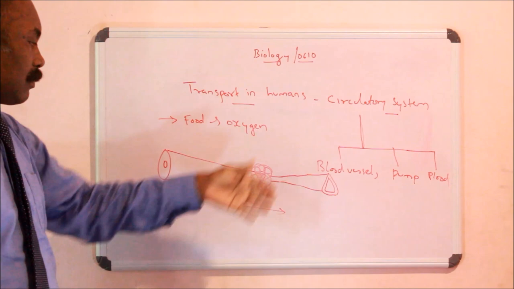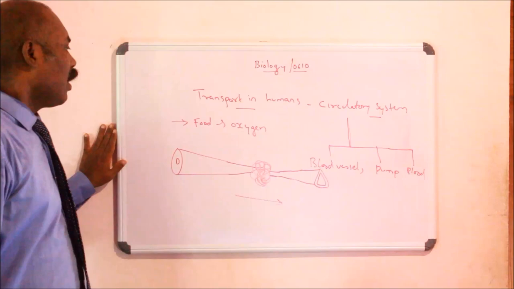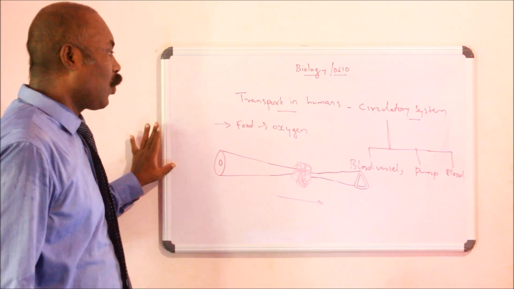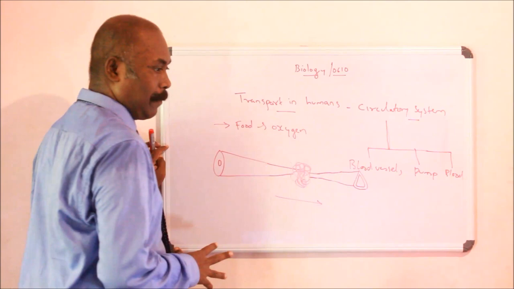So, about blood vessels, when we learn, we have to learn about these three types of blood vessels. I just drew this picture to show the circulatory system. I hope that you can understand this, okay?